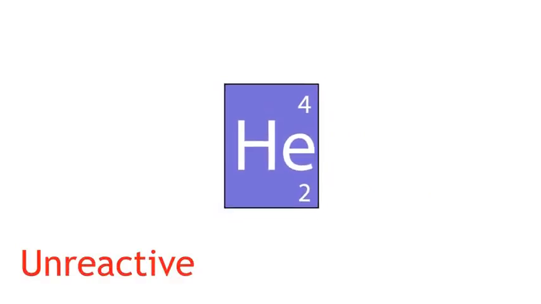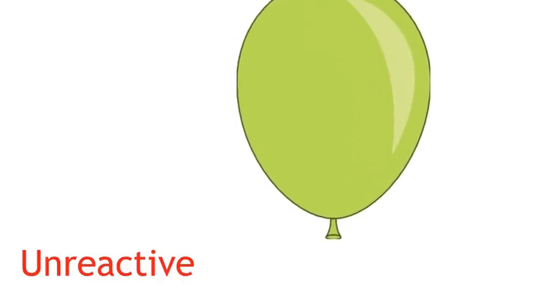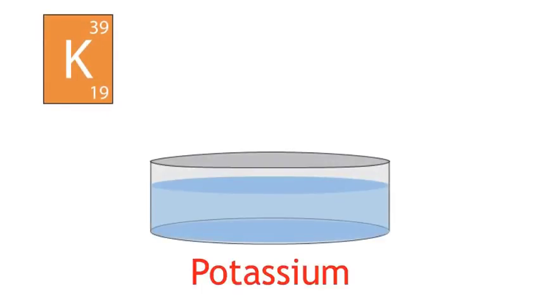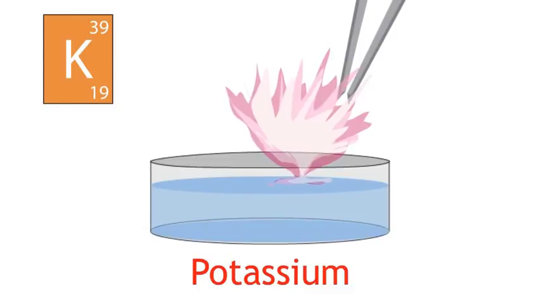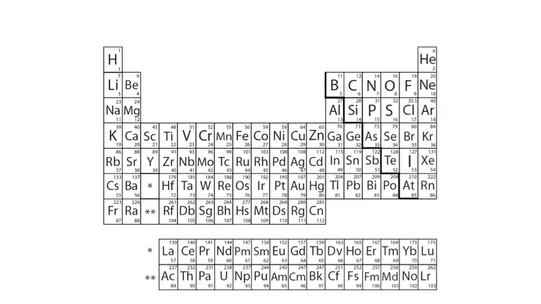For example, some gases are completely unreactive with everything, while some metals have vigorous reactions with water. Properties like these allowed elements to be grouped together.